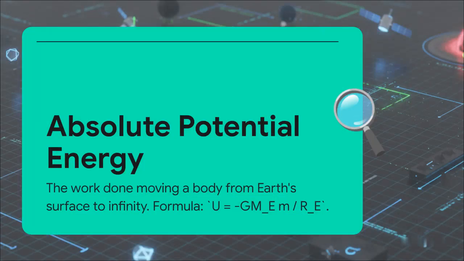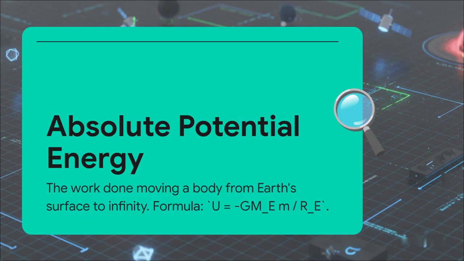And now for the big payoff. To find the absolute potential energy of an object sitting on Earth's surface, we just set our final destination to be infinity. Well, what's 1 divided by infinity? It's basically 0. So that whole second part of the equation, the 1 over r sub n, it just vanishes. And we're left with this beautiful, simple, and incredibly powerful universal formula.